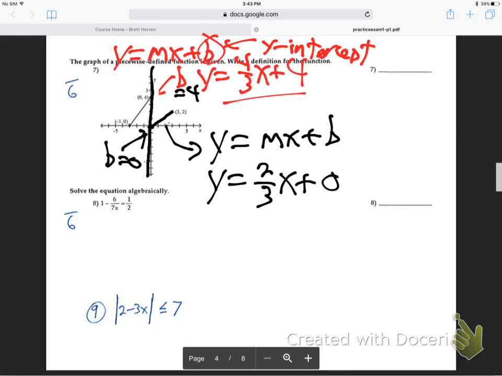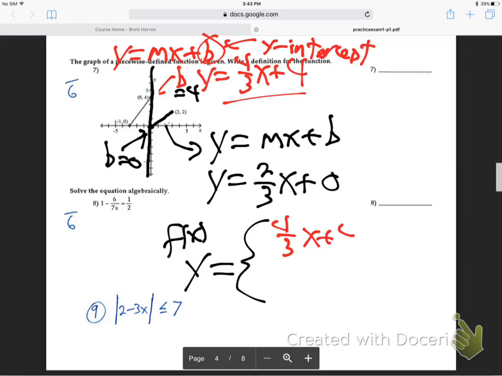So there we go. So how do you do the final answer then? You say y equals, or f of x. I really don't care. I'm good with either one. And one of them is going to be 4/3 x plus 4. And the other one is going to be 2/3 x plus 0. I'll just skip the 0.